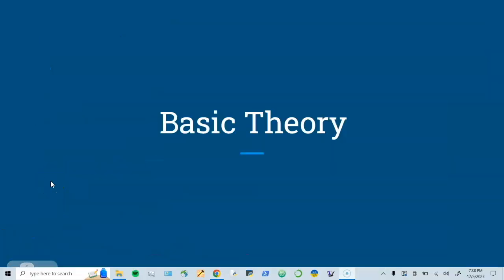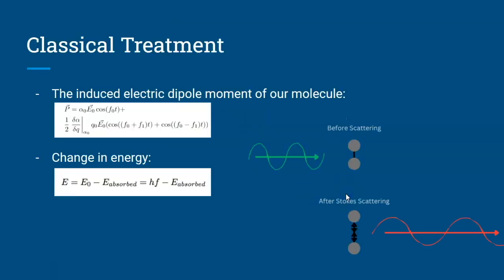So here's a basic theory for spectroscopy. When light of frequency f0 strikes a molecule of vibrational frequency f1, it creates an induced electric dipole. The first term is the Rayleigh scattering. The second term is the Stokes and anti-Stokes. We'll talk about those in a little bit.